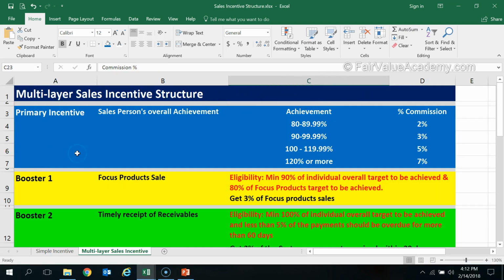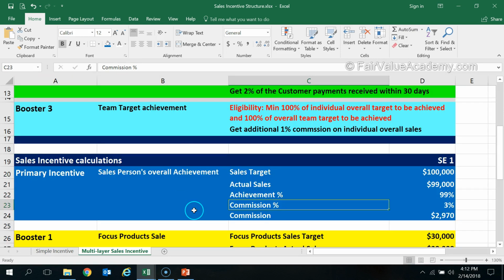So let's begin writing the formula. The first part is the primary incentive, which we have already learned before, and for that we have created these cells and these formats. The first part is sales target, the second is actual sales, third is achievement percentage, fourth is the commission percentage. This is where we write the formula, and fourth is the actual commission calculation.